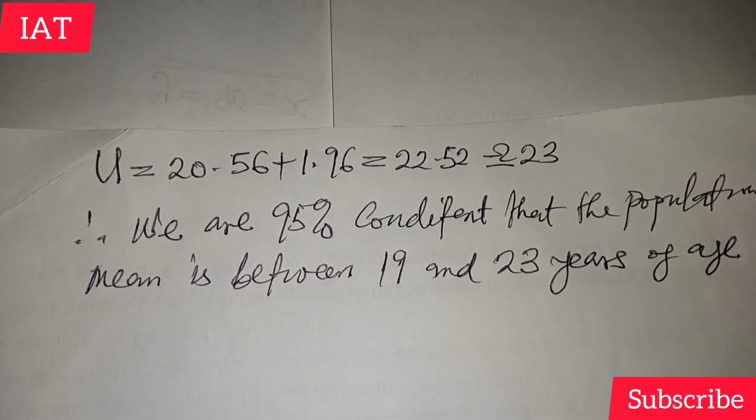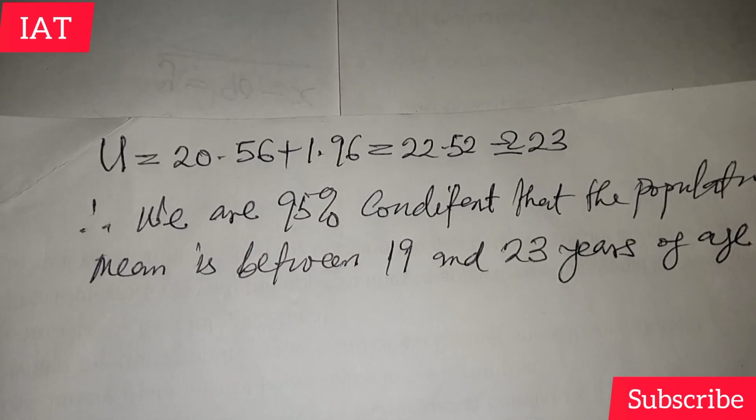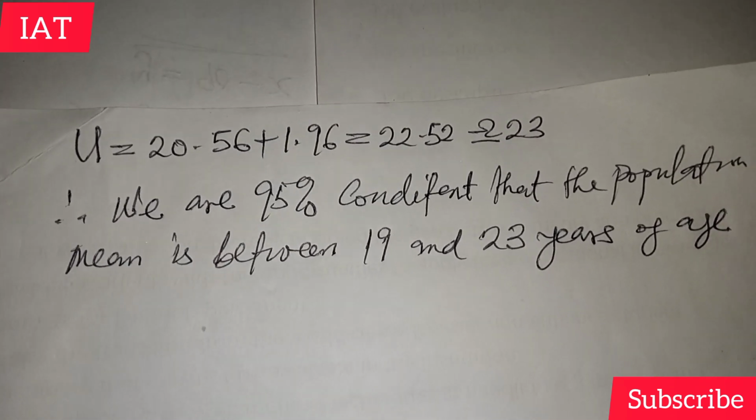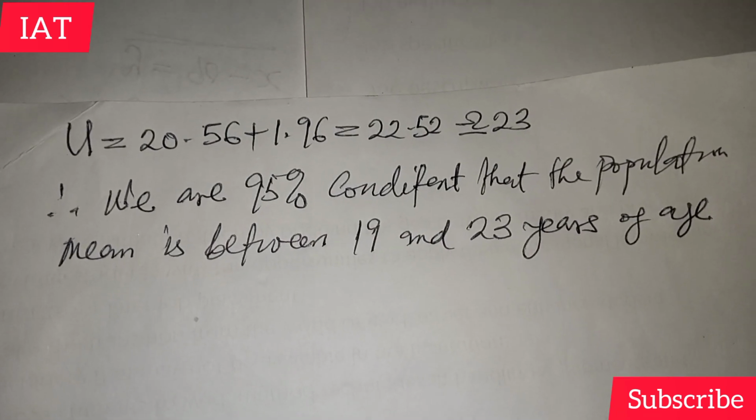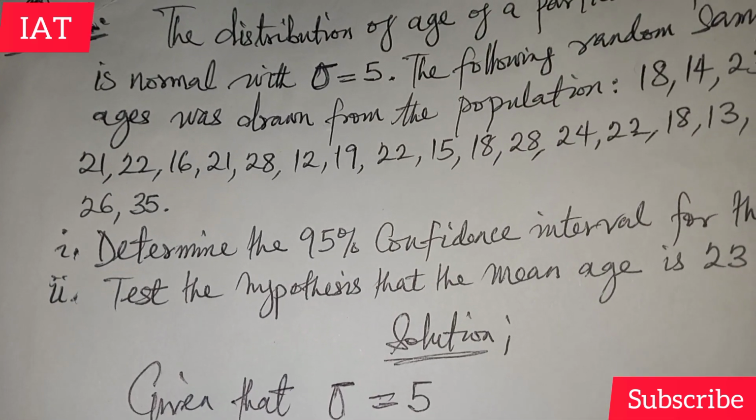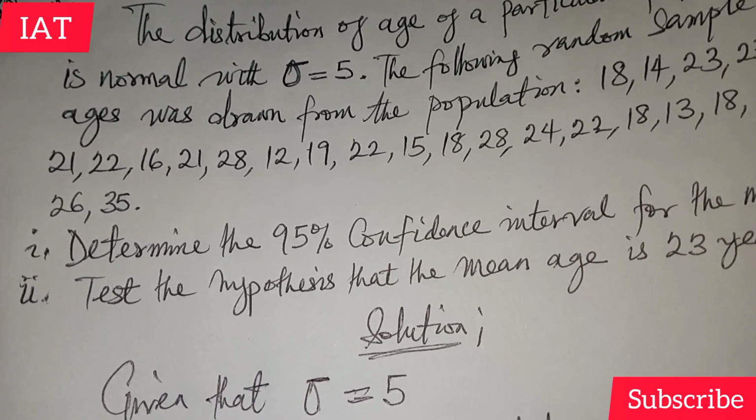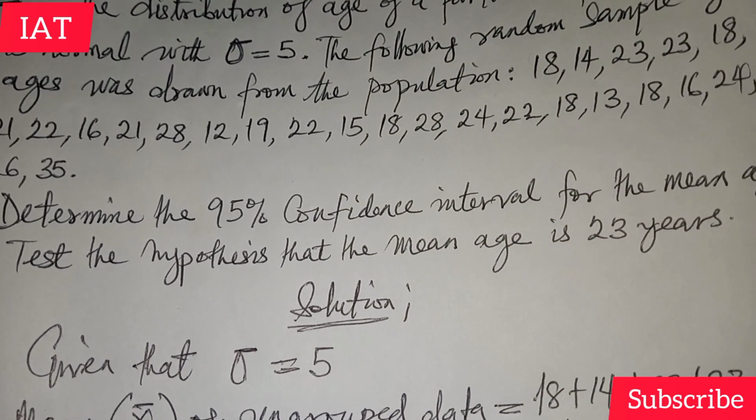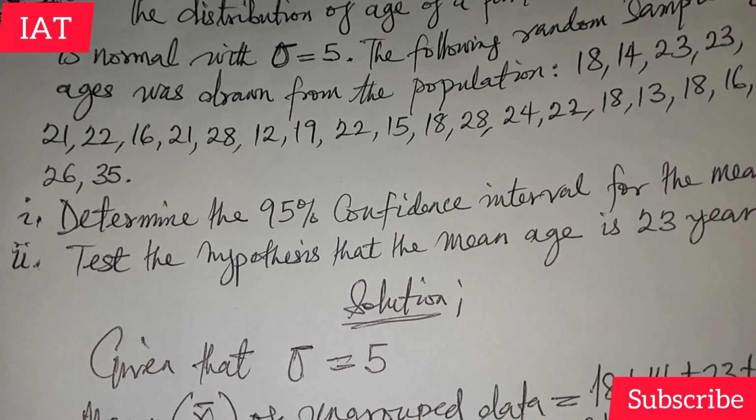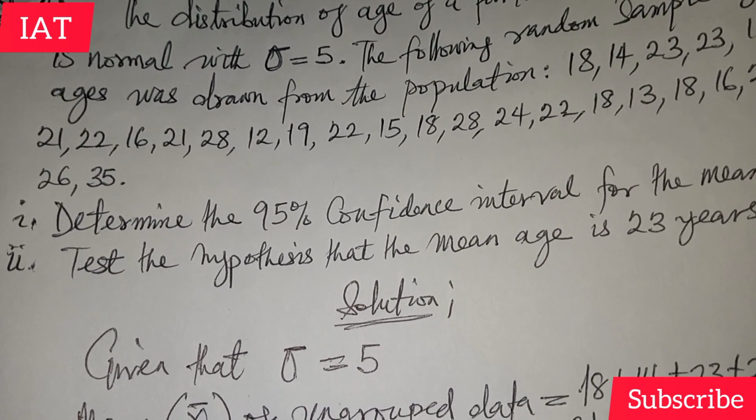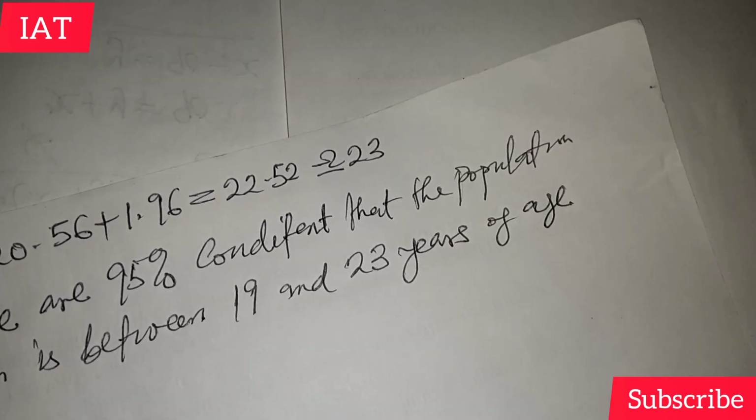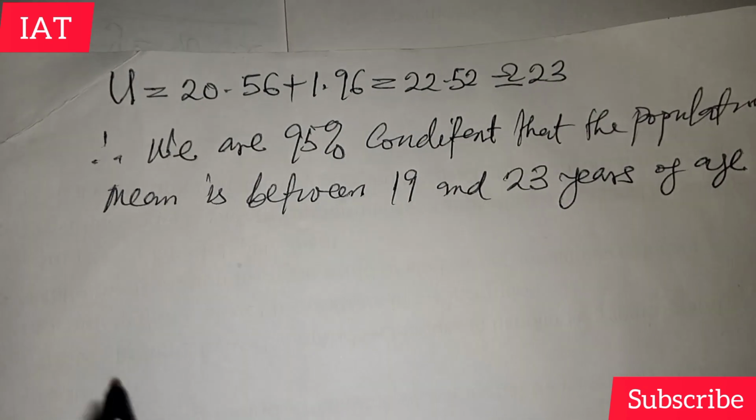All right, so that has covered that problem, but we still have another thing we are asked to calculate, which is part II. We've calculated the first one. We were asked to determine the 95% confidence interval for the mean age, which we have just done. The second one says that we should test the hypothesis that the mean age is 23 years. Okay, so this is how we're going to work on that.